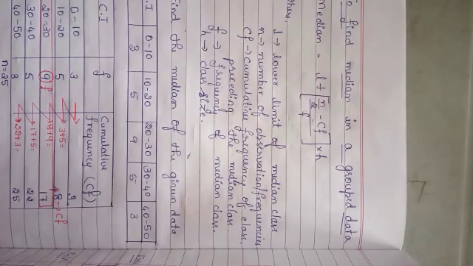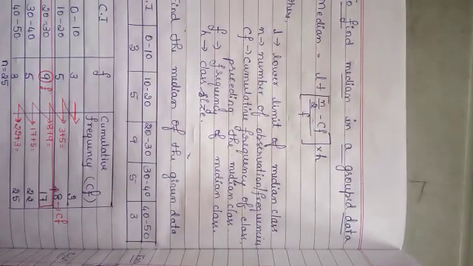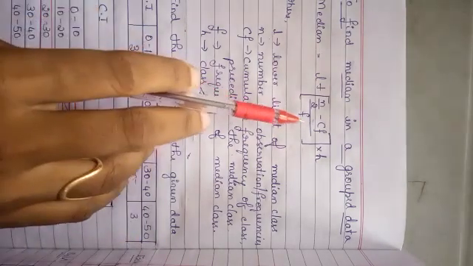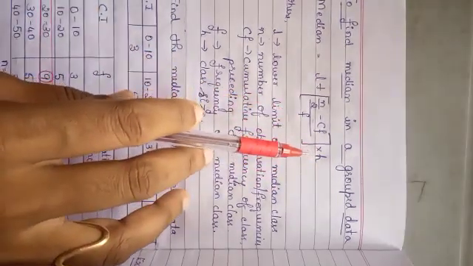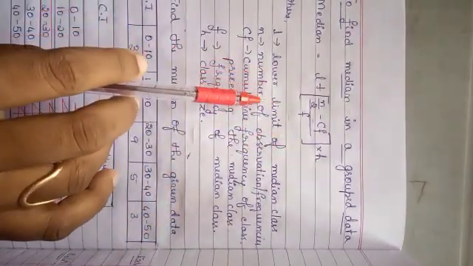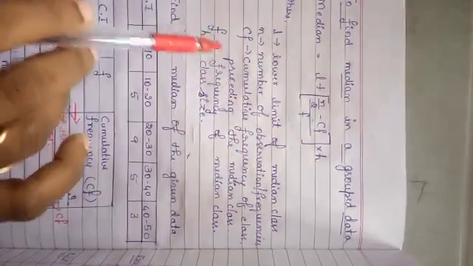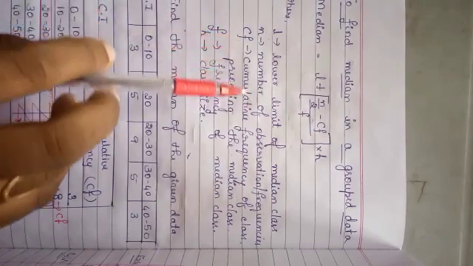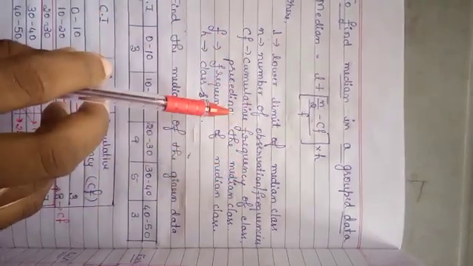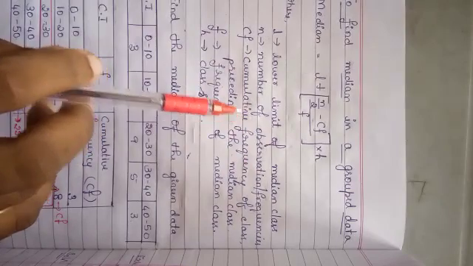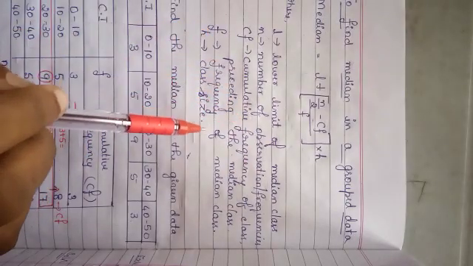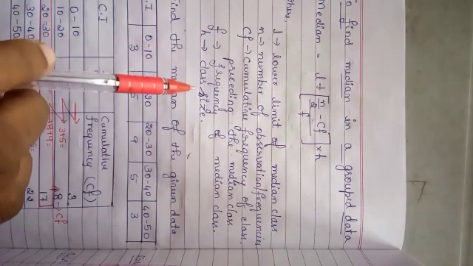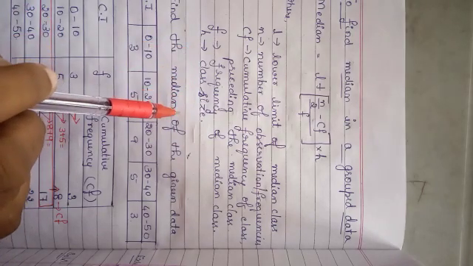Now to find the median of grouped data, we use the formula: median is equal to L plus (n by 2 minus CF) divided by F, into H, where L is the lower limit of the median class, n is the number of observations or number of frequencies, CF is the cumulative frequency of the class preceding the median class, F is the frequency of the median class, and H is the class size or size of the class interval.